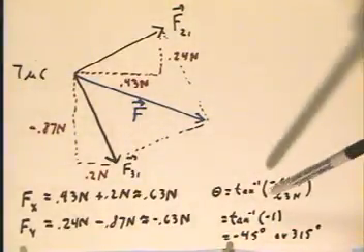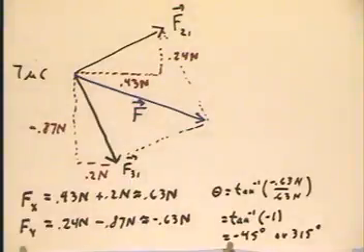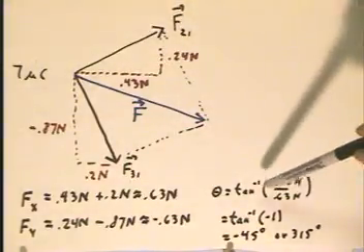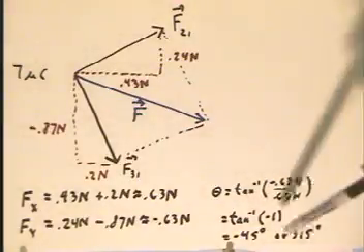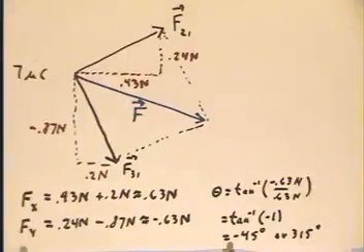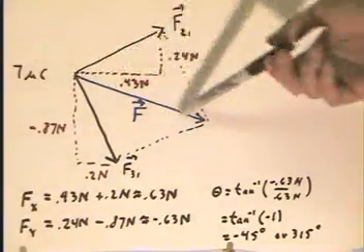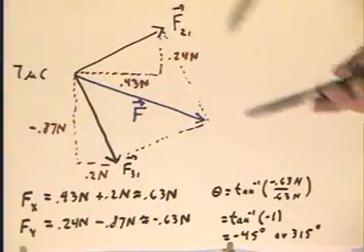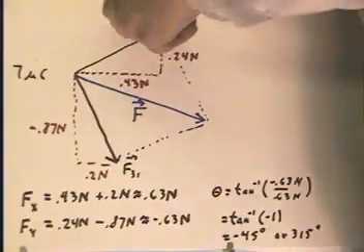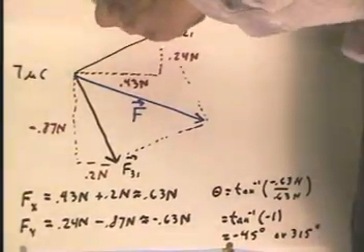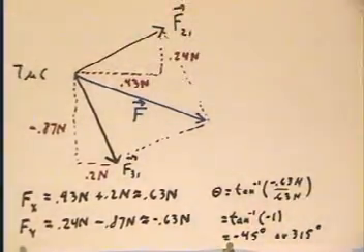We find then that the angle of this force, although the picture doesn't show it very accurately, is the inverse tangent of negative 0.63 over 0.63, which is negative 45 degrees or 315 degrees. We can easily determine the magnitude of the force F also, just using the Pythagorean theorem on its two components, and we'll end up with something in the vicinity of 0.9 newtons, and you should go ahead and do that calculation.